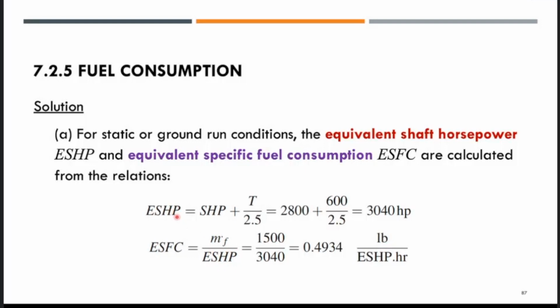For the equivalent specific fuel consumption, the m_f is 1,500, given already. You put the value that you already calculated for ESHP into this expression. You can now get the equivalent specific fuel consumption to be 0.4934 pound per ESHP hour. So you have already done part A for the static condition.